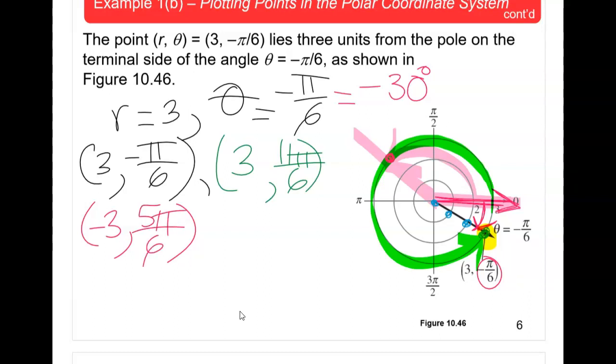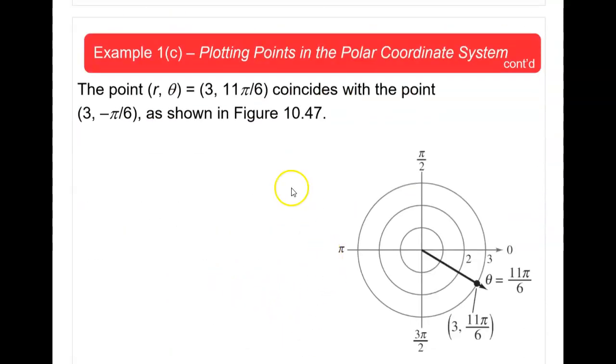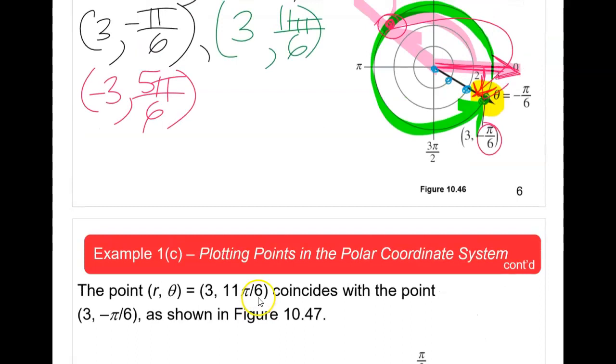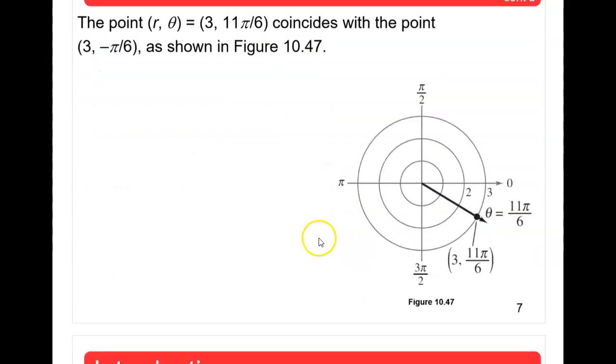So that could also work because the negative radius will send that point to where I'm going to highlight with yellow again, right there. Okay, so let's move on to the next one. And now we have positive radius still, and then 11 pi over 6. Oh, and that just coincidentally happens to be the one that we have here in green. So let's just mark it again.